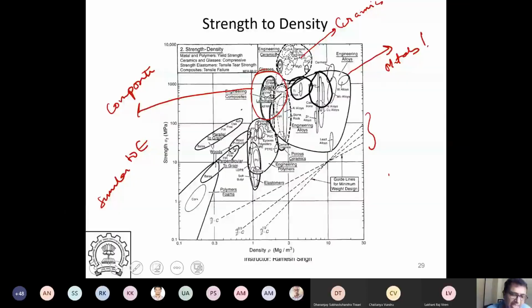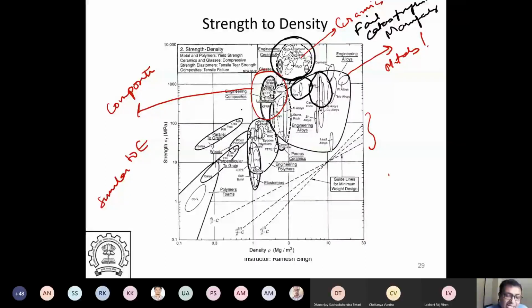Ceramics are right here. Again, ceramics have a very high strength to density ratio also. But the problem is that they tend to fail catastrophically, and manufacturing is a nightmare. I load, they fail immediately right here. Composites are very attractive because composites have polymers. Polymers inherently have a reasonable amount of ductility and high impact strength. So composite is a very attractive thing.